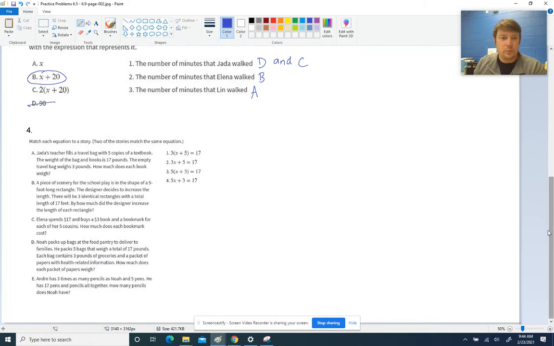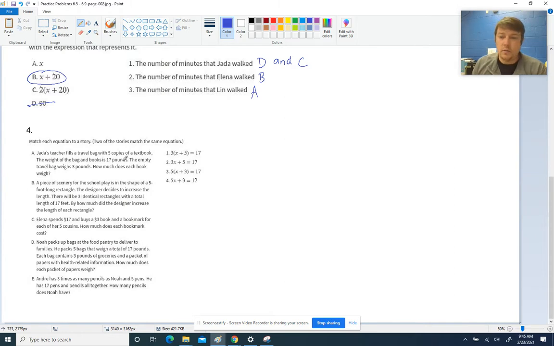Number 4. Match each equation to the story. 2 stories to match the same equation. Okay, so let's read these, and then we'll just match the one that it goes with, all right? And it does say 2 of the stories match the same one. That's why we have 5, and there's only 4 equations.